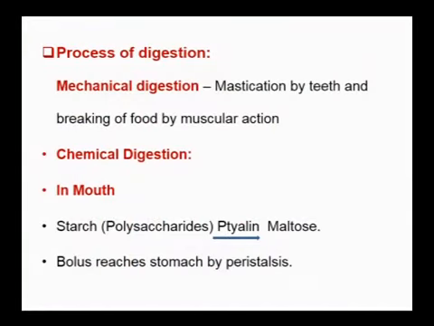The process of digestion. We can classify the digestion process into two methods. One is mechanical digestion, the other one is chemical digestion. Where there is no direct involvement of chemicals, and the food is broken down just by movement, we call it mechanical digestion. If there is involvement of chemical substances like enzymes, then we call it chemical digestion. Mechanical digestion may be the mastication of the food by the teeth, and breaking of the food by muscular action.